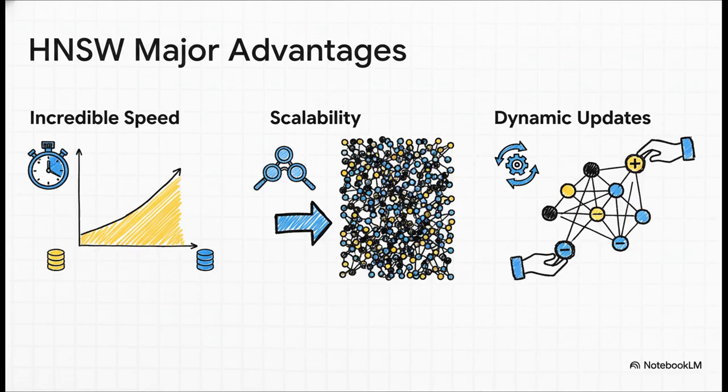You can't deny it. The search speed is what tech folks call logarithmic, which basically means that the search time barely goes up even if you dump millions of new data points into it. It scales beautifully. And unlike some other methods, you can add and remove data on the fly without having to rebuild the entire map from scratch.